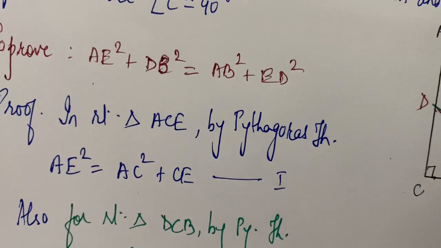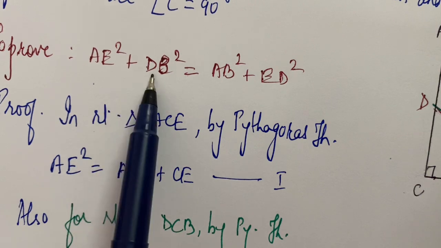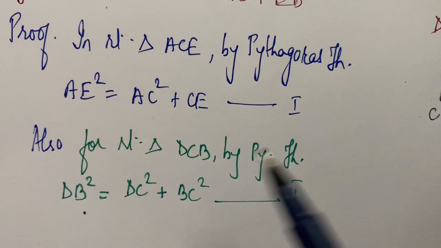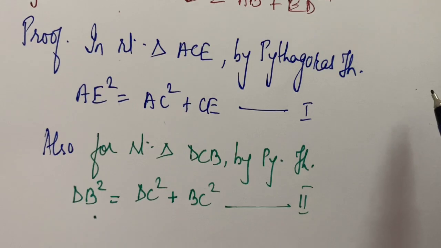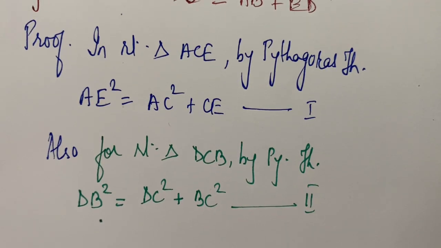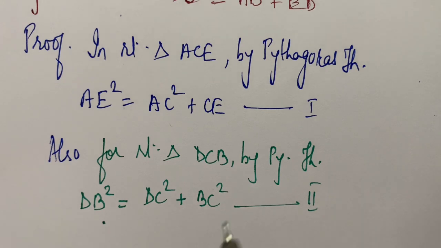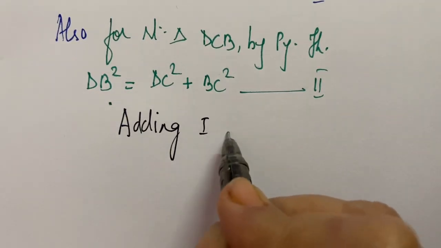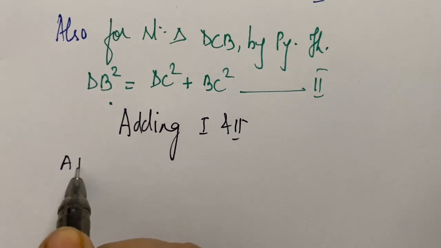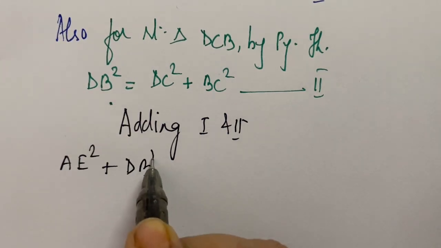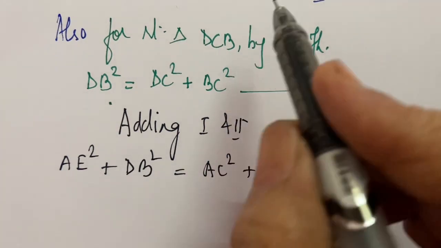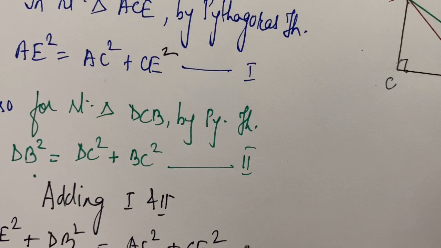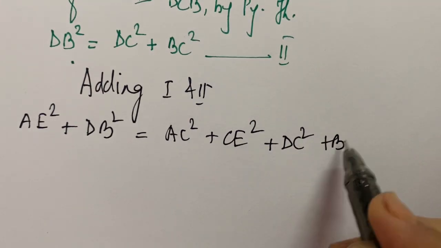Now look at the claim again. What is in the claim? You have to add both. AE square plus DB square is needed. You have AE square, and you have DB square as well. So what you have to do is add these two equations. So we write, adding 1 and 2. Adding equations 1 and 2, we get AE square plus DB square is equal to AC square plus CE square plus DC square and plus BC square.